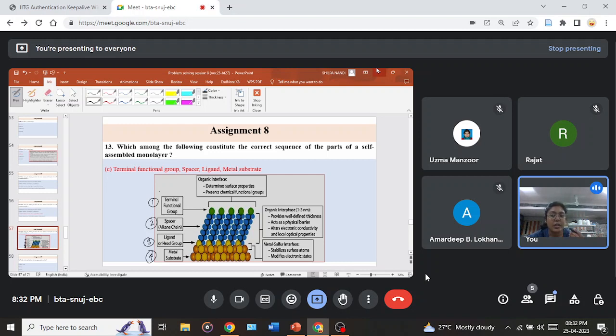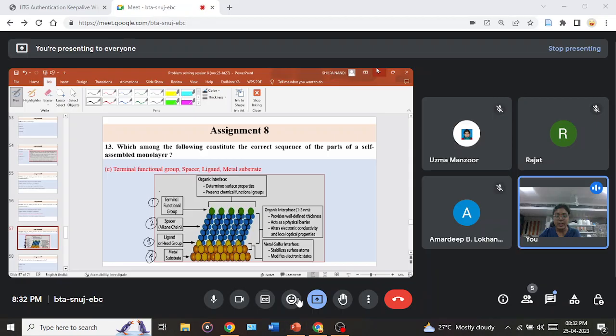Any question can come, like what exactly is the function of the ligand or the head group, or what is the role of the terminal functional group, right? So try to remember all these points.